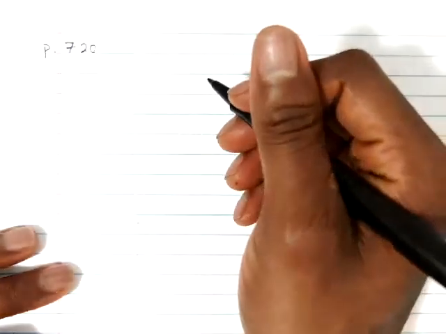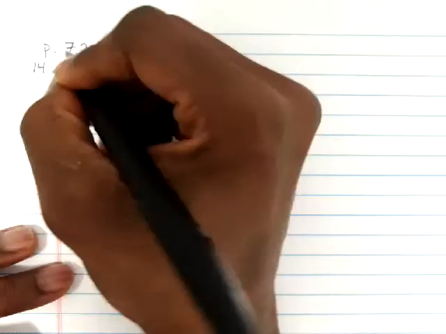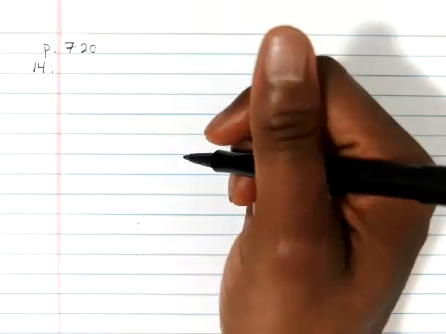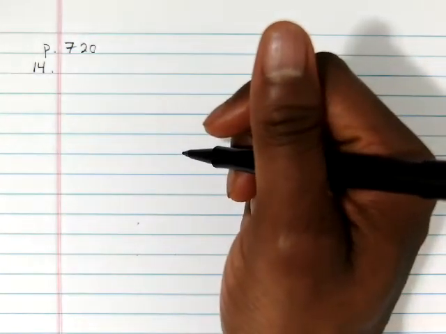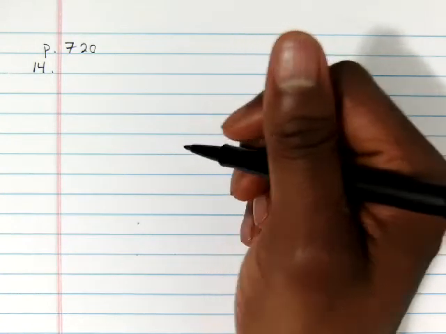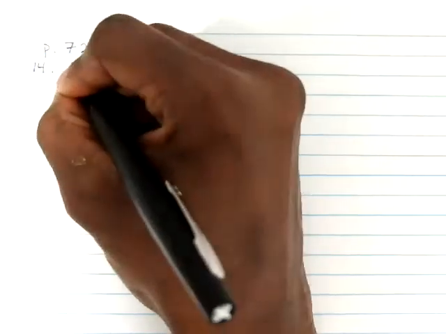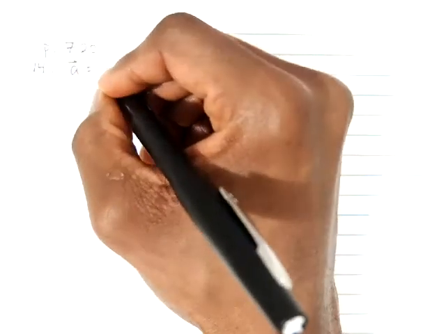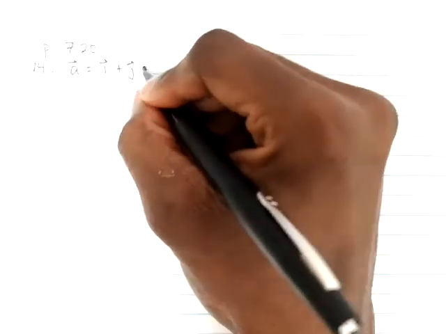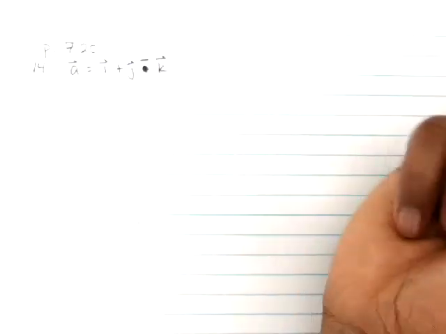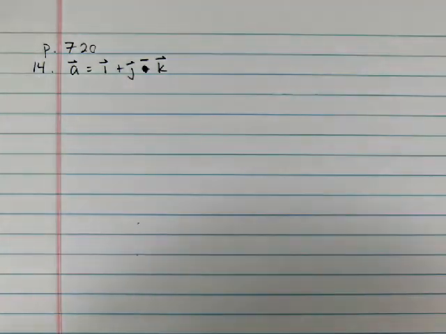And we're looking at number 14, which says, in exercises 14 through 17, find a unit vector having the same direction as the given vector. Okay. So they give us the vector A is equal to I plus J minus K. All right, so that's the vector they give us. They want a unit vector that points in the same direction.